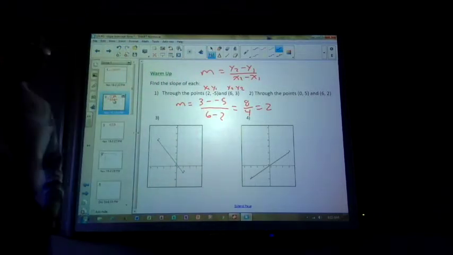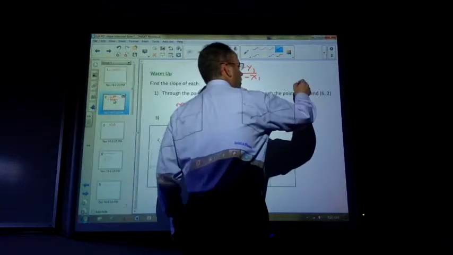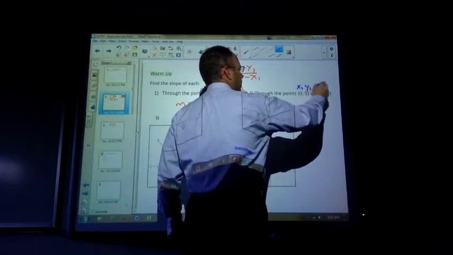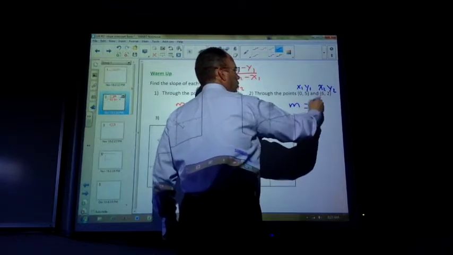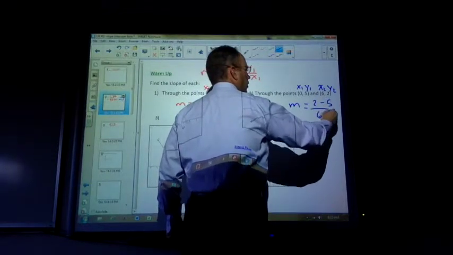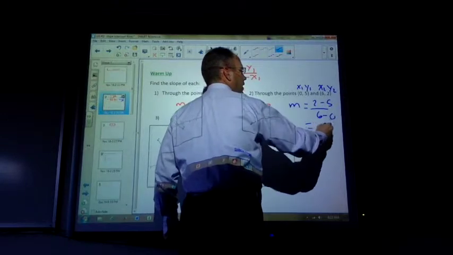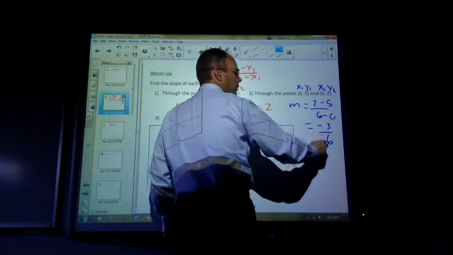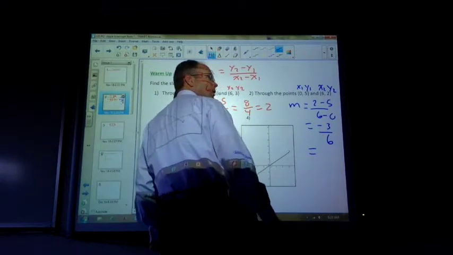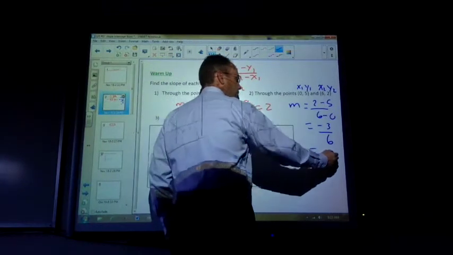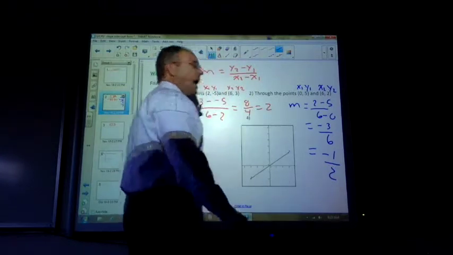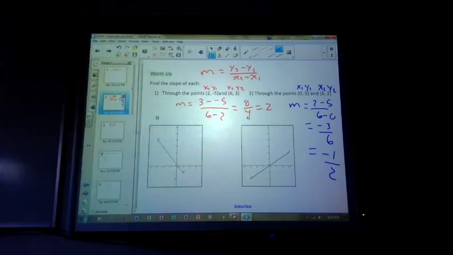All right, second one. Again, we're going to label x1, y1, x2, y2. Our slope equation, I'm going to go 2 minus 5 over 6 minus 0. 2 minus 5 is negative 3 over 6. What does that reduce to? Negative half? Okay. Hey, can the negative be on bottom?